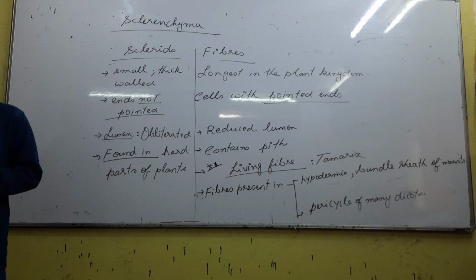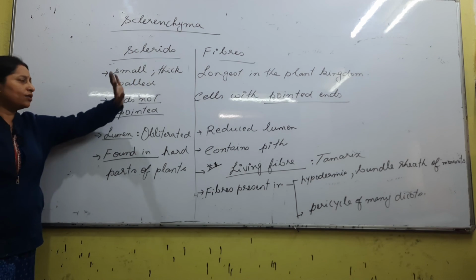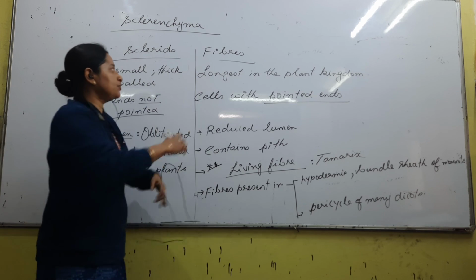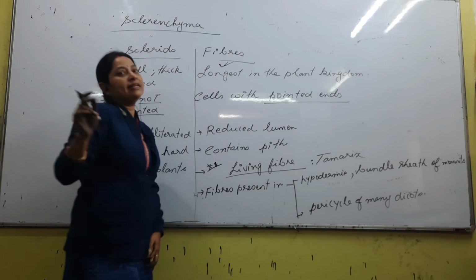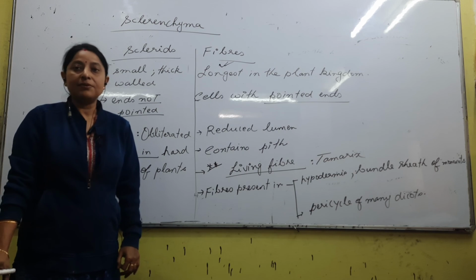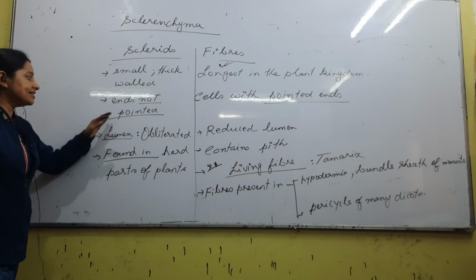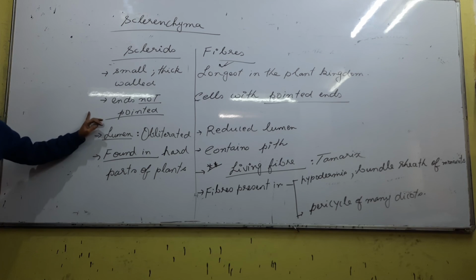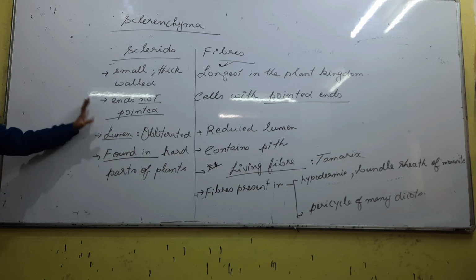So lumen, coming to the first point, small lumen and thick wall we understand. Fibers are important: the longest cell in the plant kingdom. Which cell is the longest? The fiber is the longest cell, right? Next, what is the difference between sclereids and fibers? Both are sclerenchyma, right? There should be some difference. By looking at the cell itself, you need to identify whether it is a sclereid or a fiber.